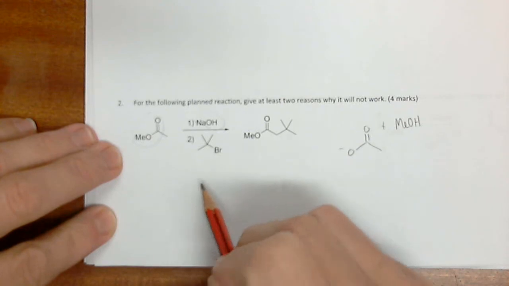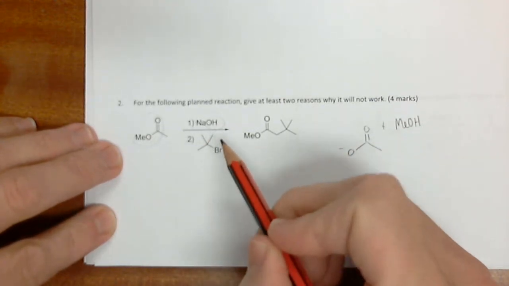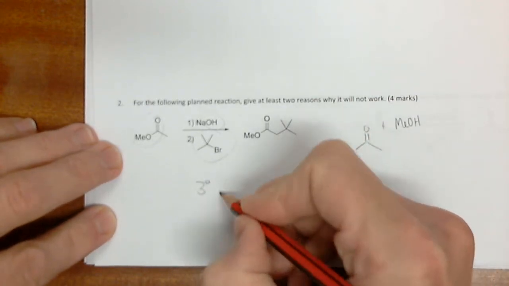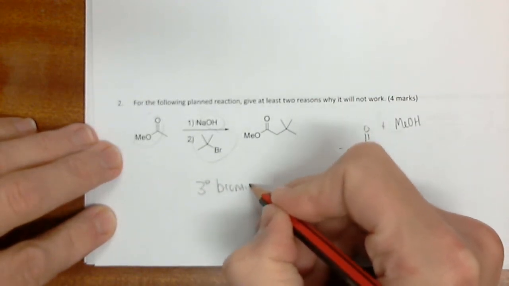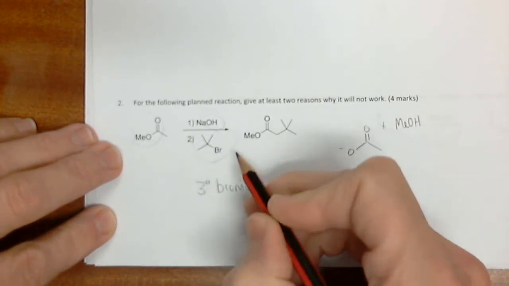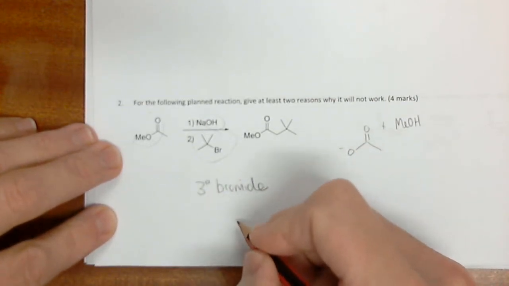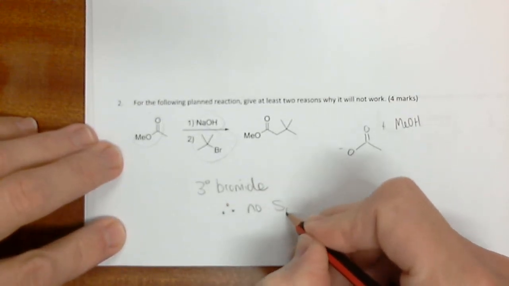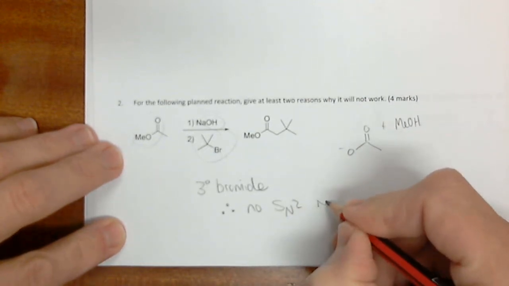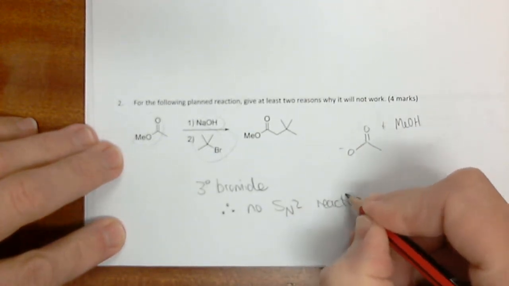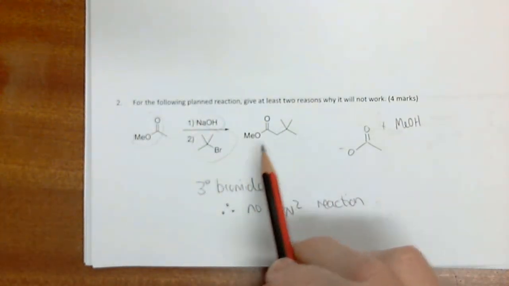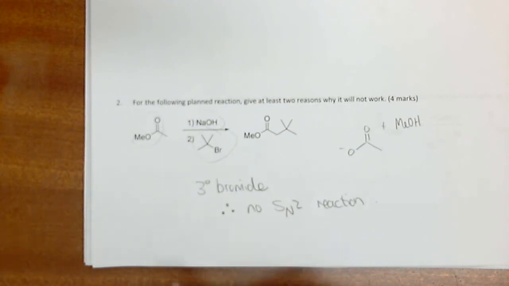And then the next problem with this reaction, and almost all of you got this correct, is of course that this is a tertiary bromide, and tertiary bromides or alkyl halides do not undergo SN2 reaction, so therefore no SN2 reaction. So that is why this would not work, because if you did form the enolate there, it wouldn't react with that. We would have to use a silyl enol ether to get something like this to work.